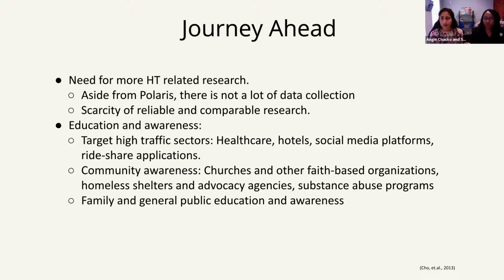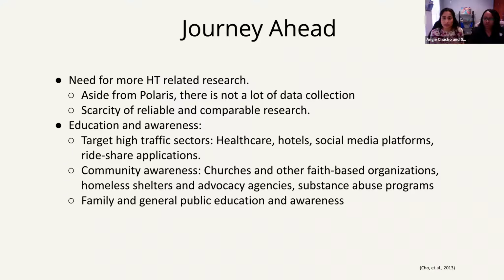Like we saw with the healthcare chart, from 2007 to 2017, with education and awareness, the calls and tips to the hotlines were increasing in the healthcare environment. And it's continuing to increase, which is great because we're able to get these people help. But some other high traffic areas are hotels, and social media platforms are increasing.